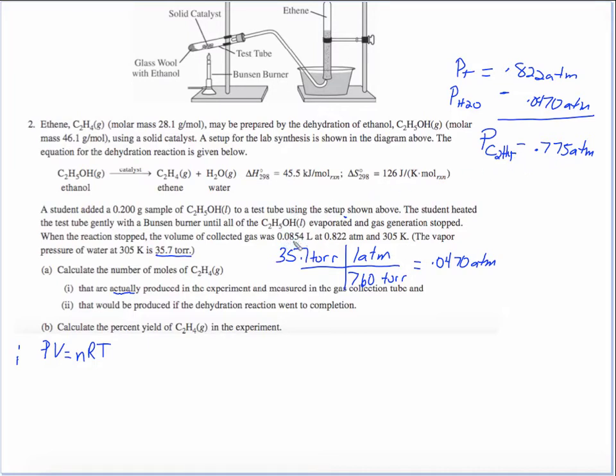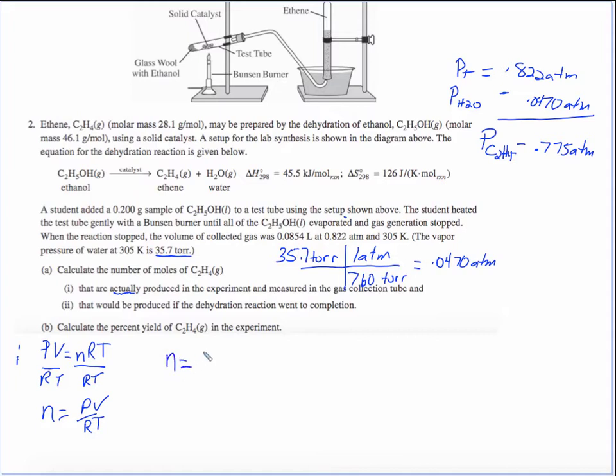Okay, so now we have our pressure. We know the volume, it's giving us that as 0.00854, so we know P, we know V. We're going to be solving for n. The R we can look up on the AP formula sheet, and the temperature is 305 Kelvin. So I think we're ready to plug everything in. We've got PV equals nRT. We're going to be solving for n, so we divide both sides by RT, and you get n is equal to PV over RT.